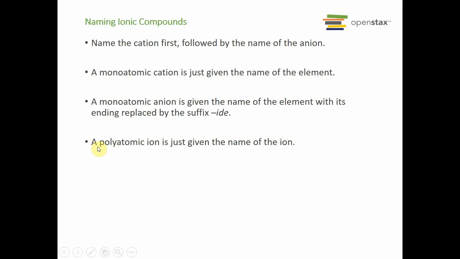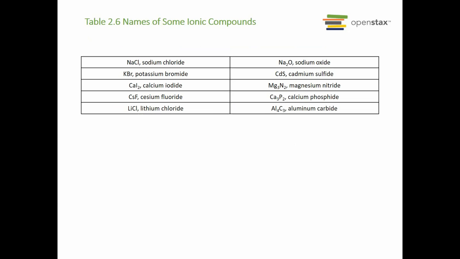Okay. A polyatomic ion is just given the name of the ion. So if you've got sulfur with 4 oxygens on it and has a 2 negative charge, it's called sulfate. If it's got 3 oxygens on it and it has a double negative charge, it's called sulfite. Which basically means you need to memorize it.